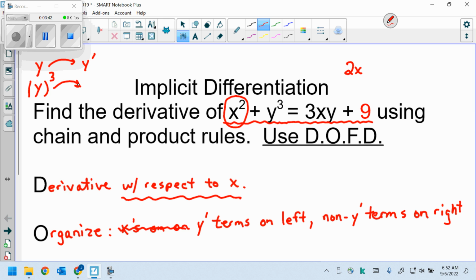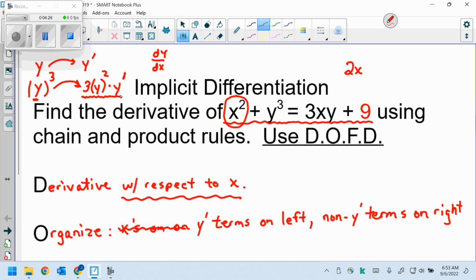Chain rule says that I've got to take the derivative of the outer, don't mess with the inner, so that's still a y. It's now to the second power, times the derivative of what's inside. And the derivative of what's inside is the derivative of y with respect to x. Sometimes remember the other notation, dy/dx. So this, using the chain rule, is the derivative of y to the third.